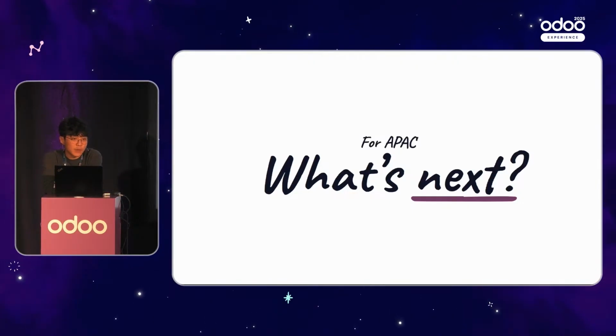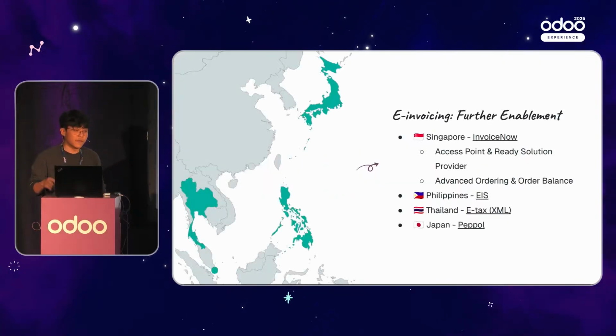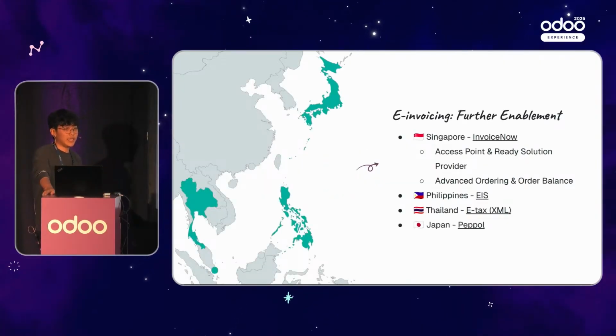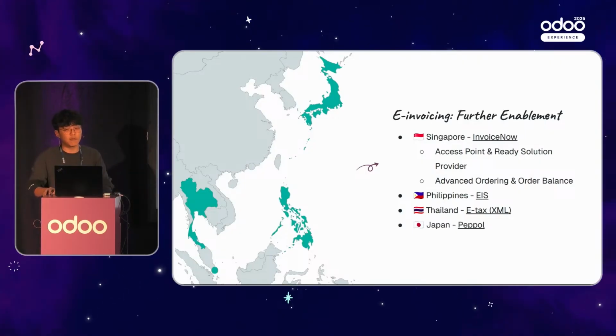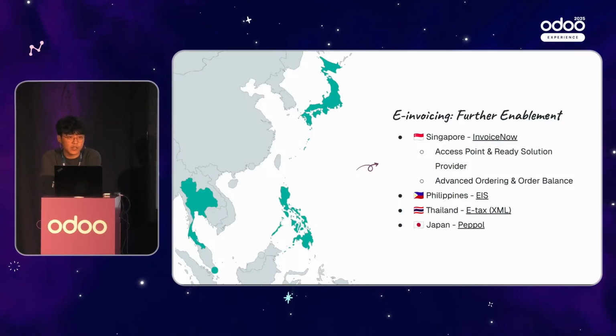But we cannot stop here. We pushed things, and of course we are always looking ahead to the future. But what's next? What is coming? So first thing, of course, we want to enable e-invoicing more and more in different countries. And of course, Singapore is also not a country we can simply escape now.